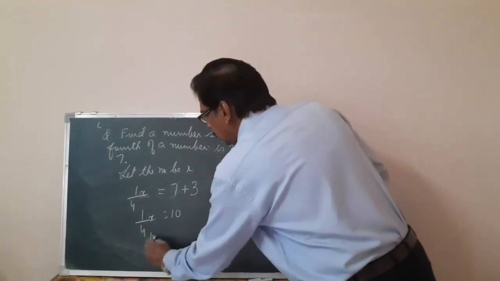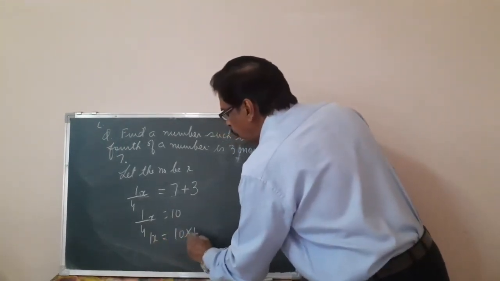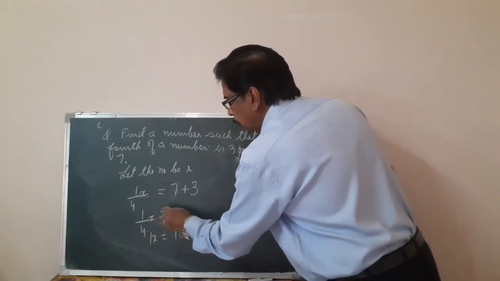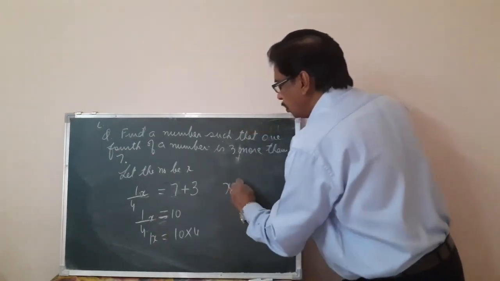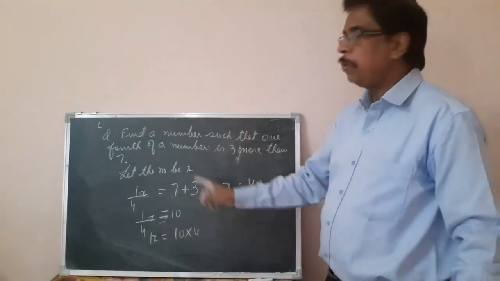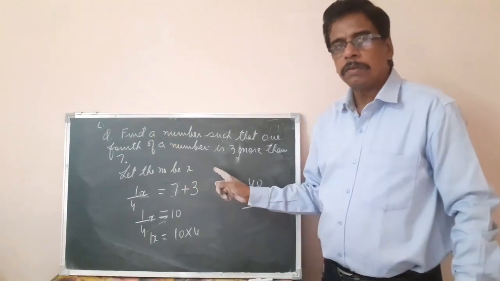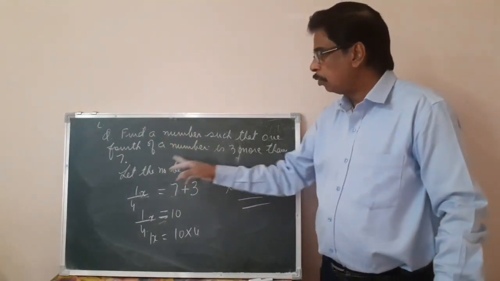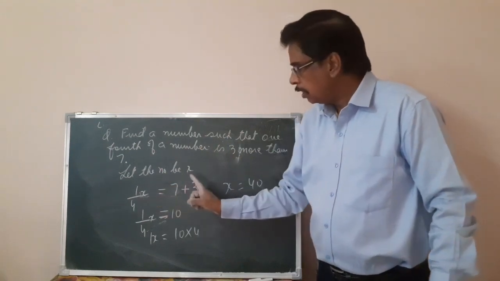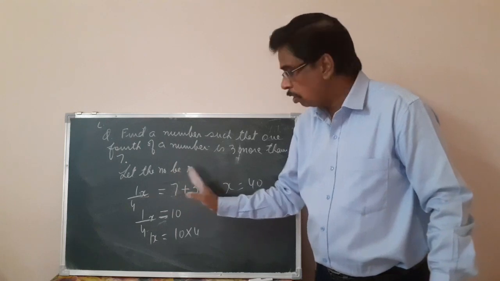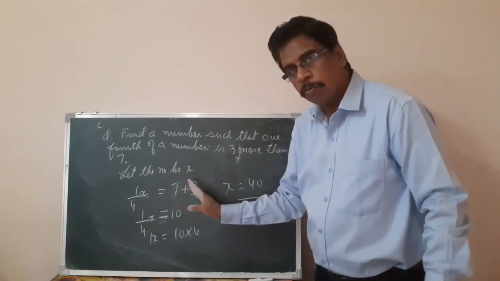So x is equal to 10 into 4. Cross multiply. I hope it's clear. So x is equal to 40. This is how we do a statement question. 1/4 of a number is 3 more than 7. 7 is there and 3 more.